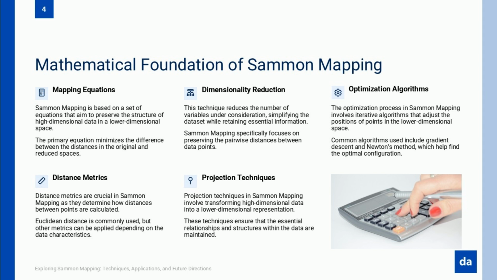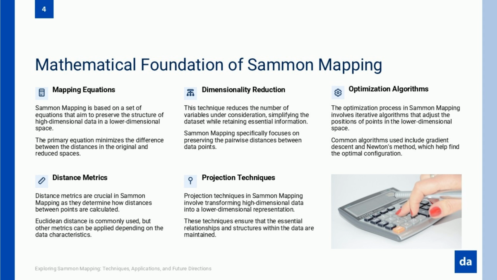distant points remain distant. This optimization is tricky because the stress function is nonlinear, meaning it doesn't have a straightforward solution. Instead, we rely on iterative approaches to nudge the data points into their best possible positions. One common approach is using Newton's method, which helps refine the placement of points for a more accurate projection.